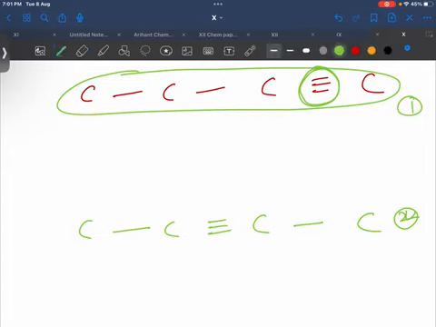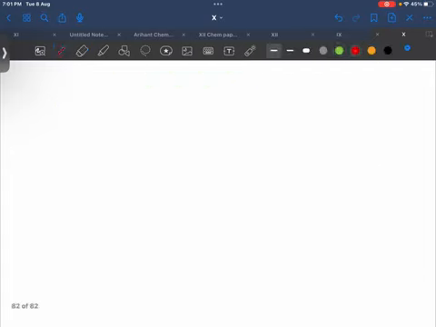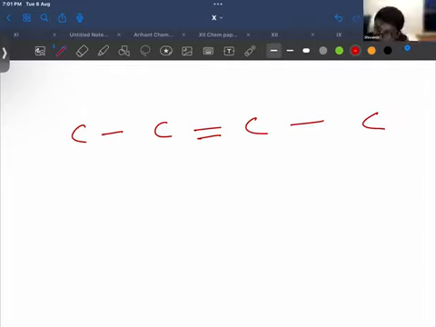Okay. अभी और एक एग्जांपल देखो. For example, you want to name this guy. What is the name of this guy? Don't tell the number. It's butene, right? 4 carbon atoms. Word root is but, and one double bond is there. It's ene. I have one doubt.